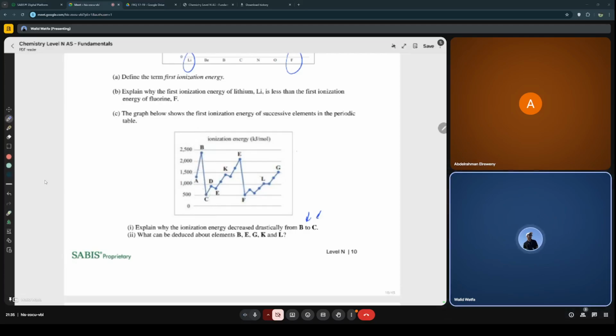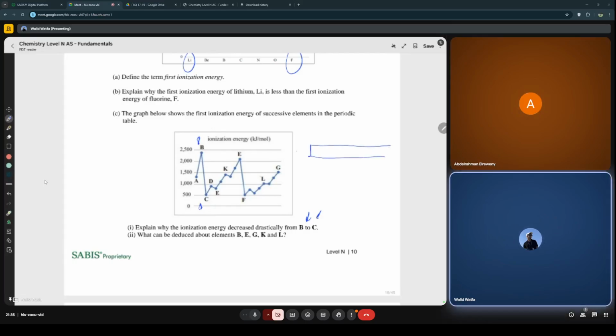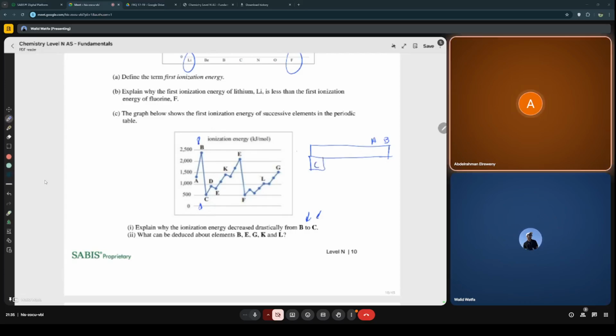How would you recognize this in the exam? When you see a huge jump like this, that means you're going to a new period. You get what I mean? Okay, so 8 and 1. So it would be a lot better if I drew the periodic table a bit. A, B, C.